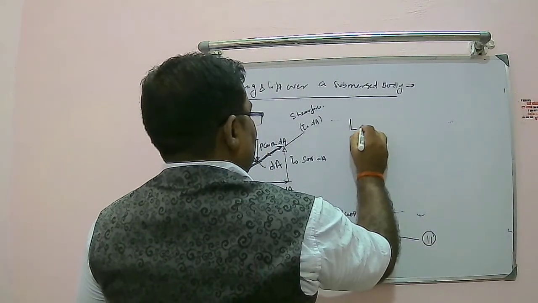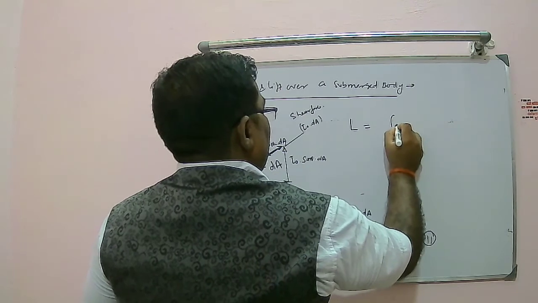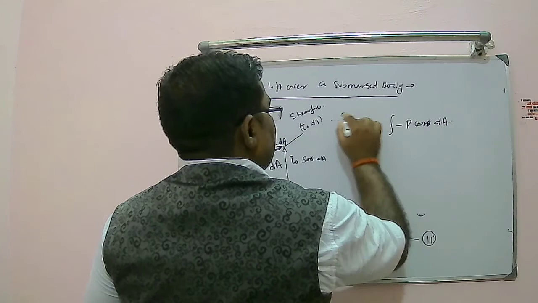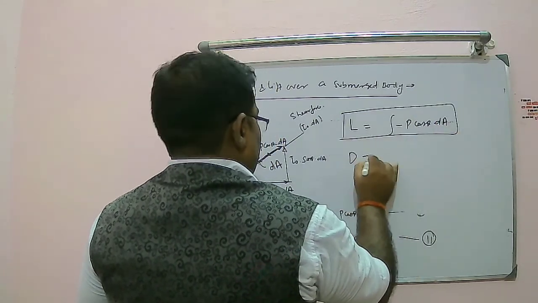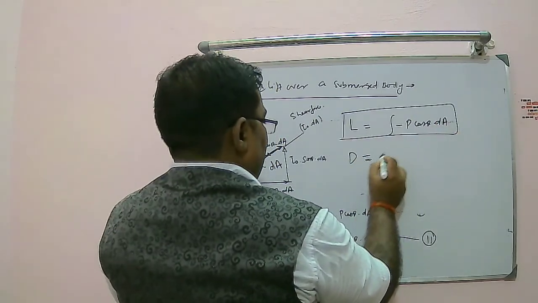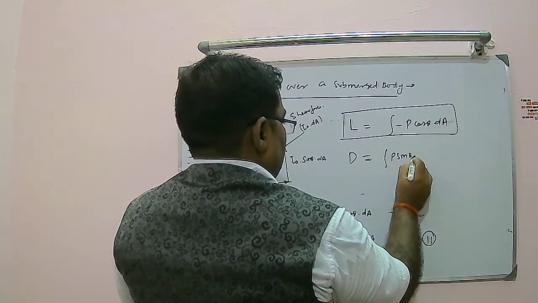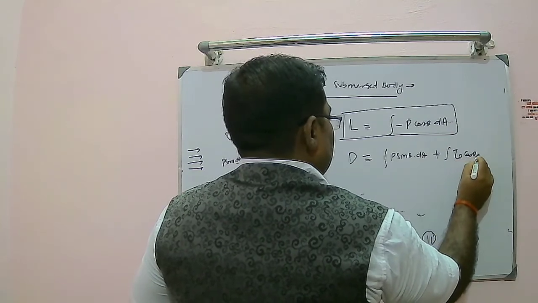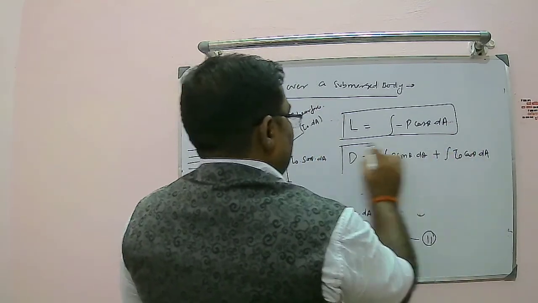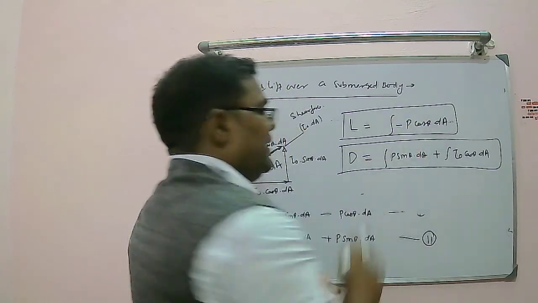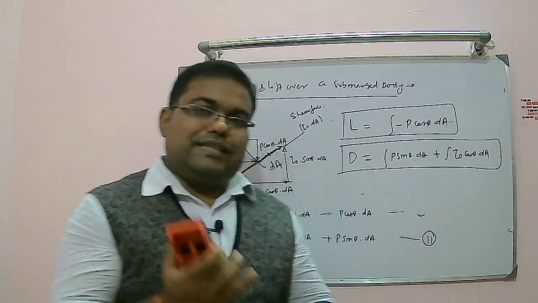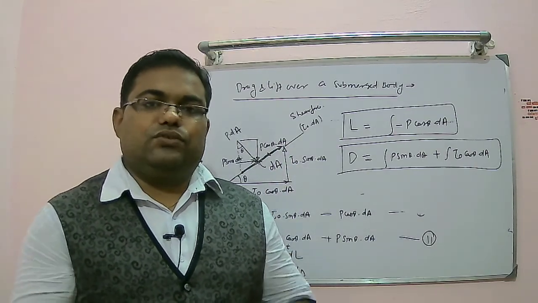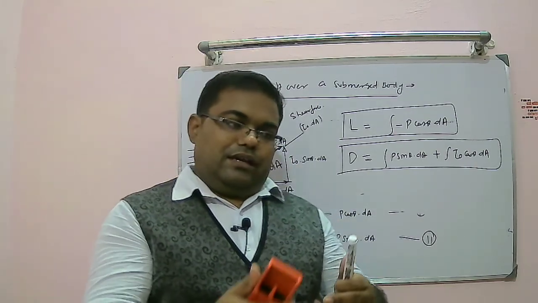One is the total lift, which is simply the integration of minus P cos theta dA. This is my lift, right? And drag is basically a combination of these two: the integration of P sin theta dA plus the integration of tau naught cos theta dA, right? So lift is entirely due to the pressure forces acting perpendicular to the flow direction. So we will take the pressure perpendicular to the flow direction.